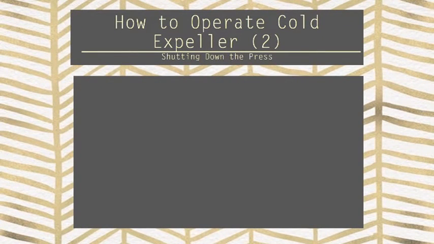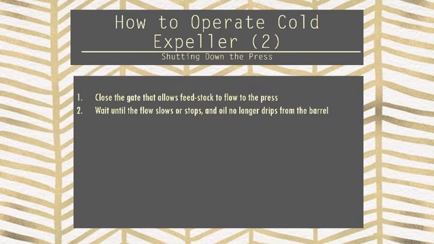Now I will tell you how to shut down the press. First, close the gate that allows feedstock to flow to the press. Then, wait until the flow slows or stops, and oil no longer leaves from the barrel. Turn off the machine if they have been used. Then, shut off the screws.